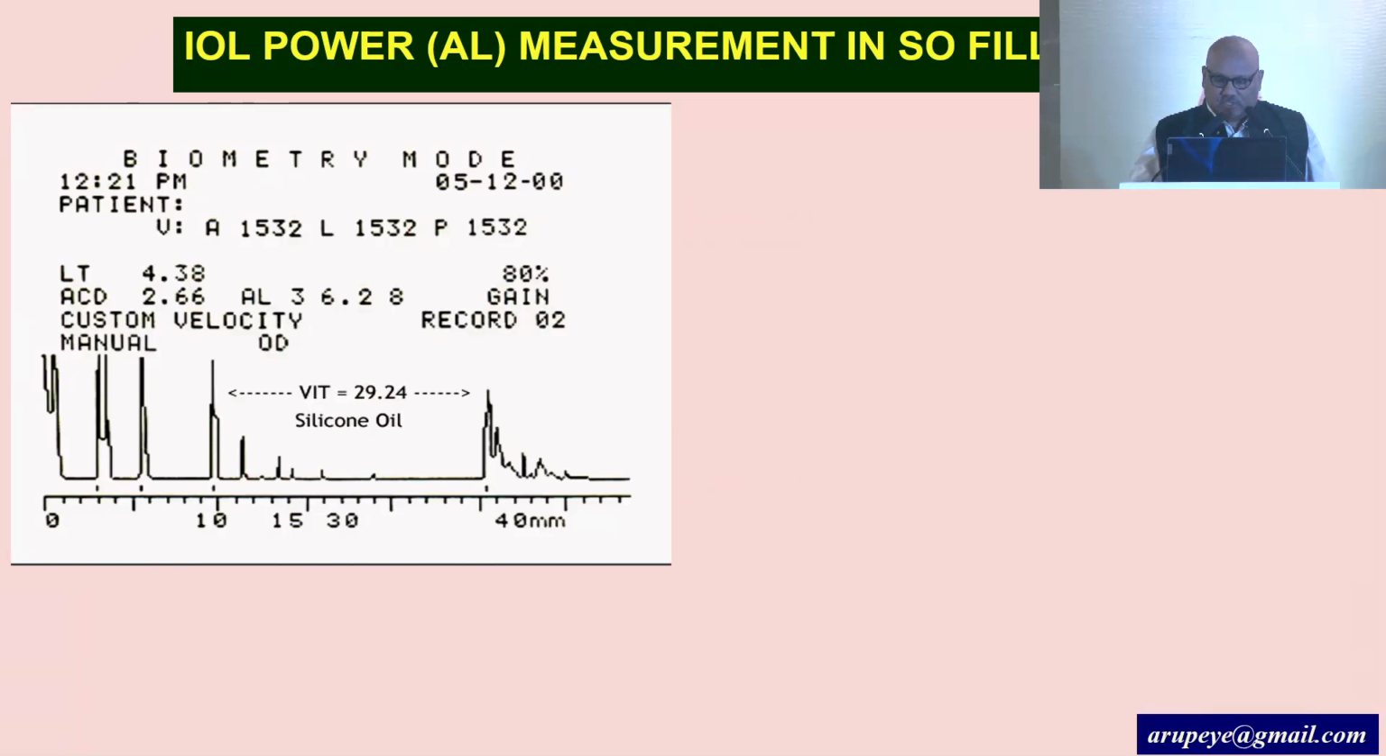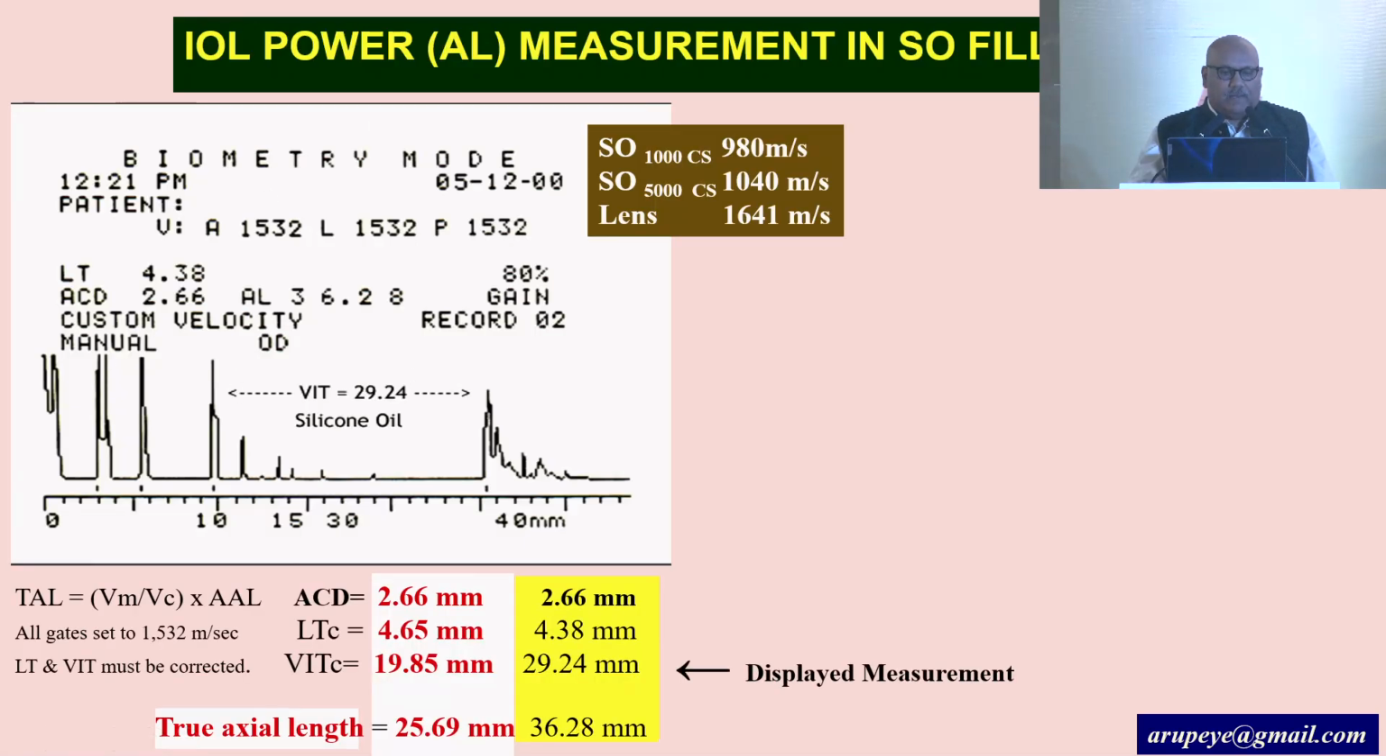So now here is a situation where the patient has silicone oil in the posterior segment, and we have used a velocity of 1532 for all segments. This machine has multiple gates, so you can measure the anterior chamber depth, lens thickness, and posterior segment length separately, using a velocity of 1532. So you get a total axial length of 36.28 millimeters.